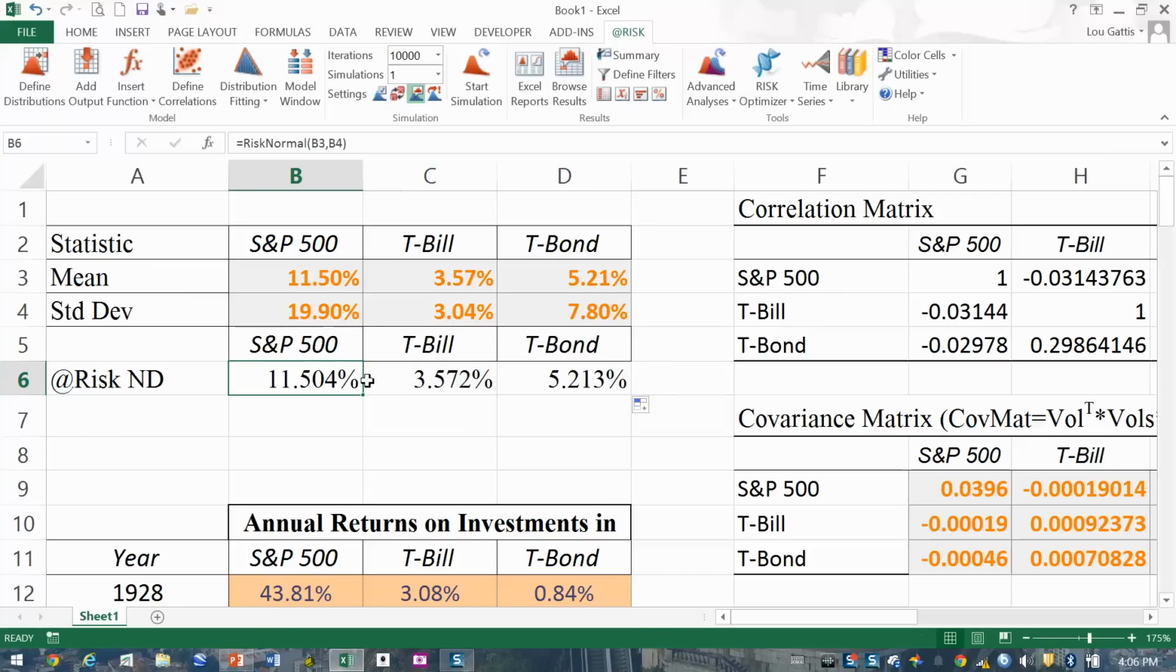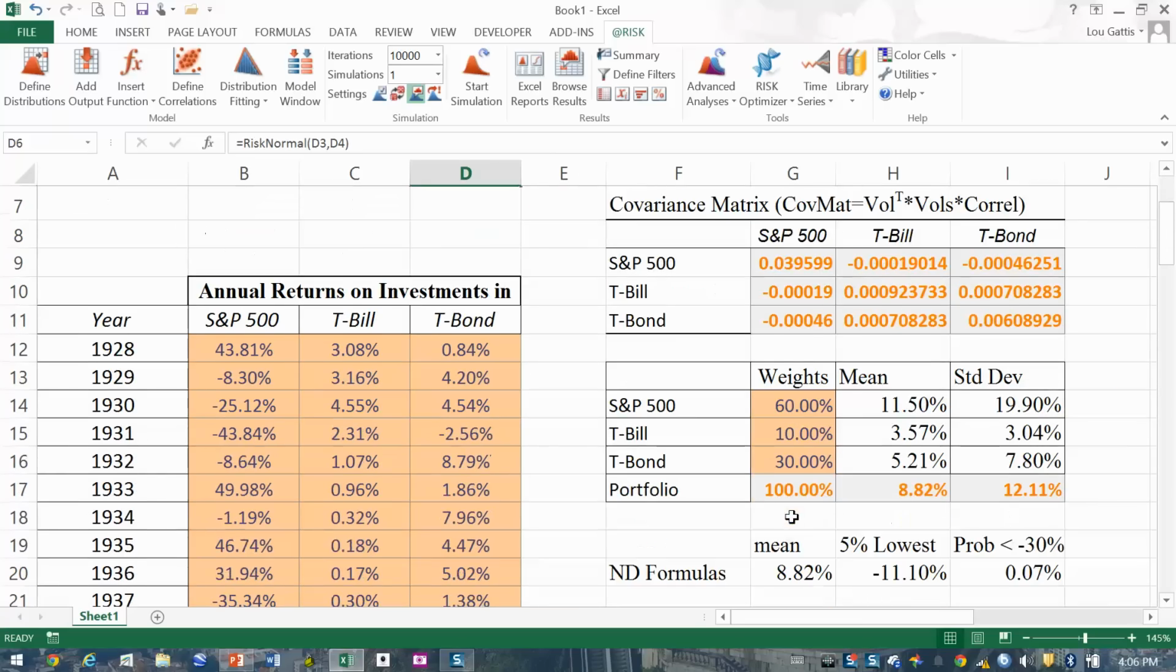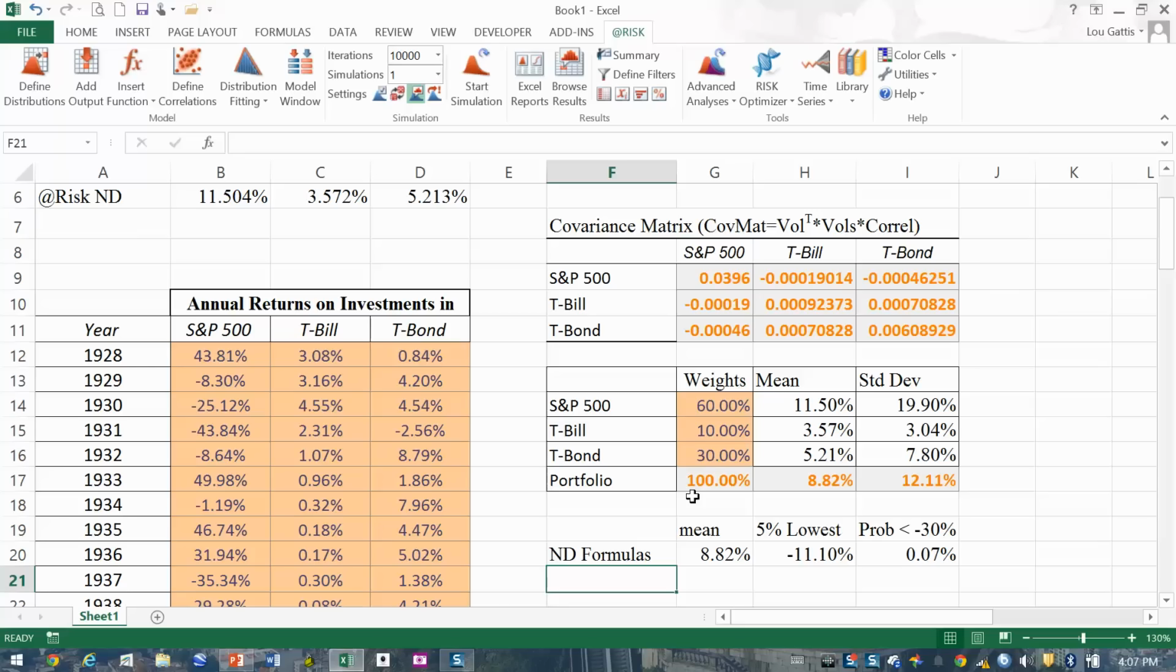All right, so now I'm going to assume that bills are distributed using historical mean and standard deviation, and bonds have a normal distribution with historical mean and standard deviation. Now I'm going to simulate a portfolio 60, 10, 30 using the @Risk values. So let's call this the @Risk normal distribution. And I'm just going to set a formula here to get the portfolio mean: 60% of the @Risk mean of equities plus 10% of the @Risk bills plus 30% of the @Risk bond returns.